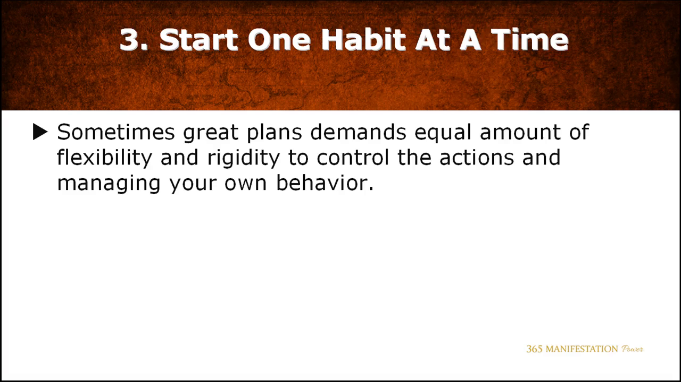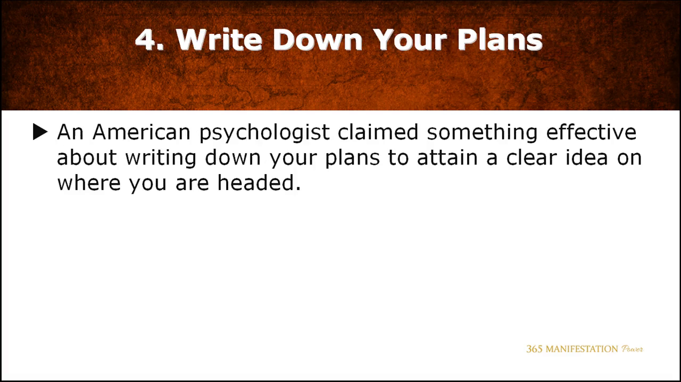The third element in the execution of your plan is to start one habit at a time. Sometimes great plans demand equal amount of flexibility and rigidity to control the actions and managing of your own behavior. The fourth step is to write down your plans.